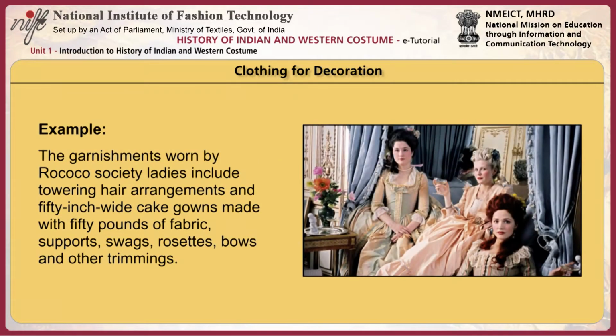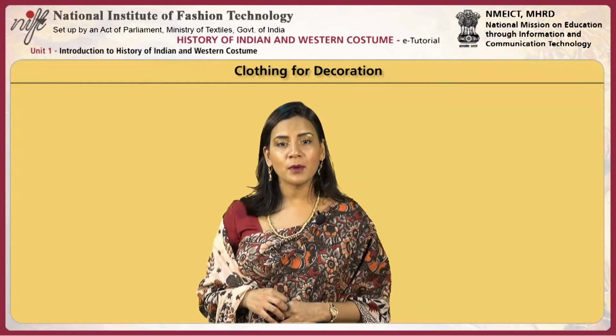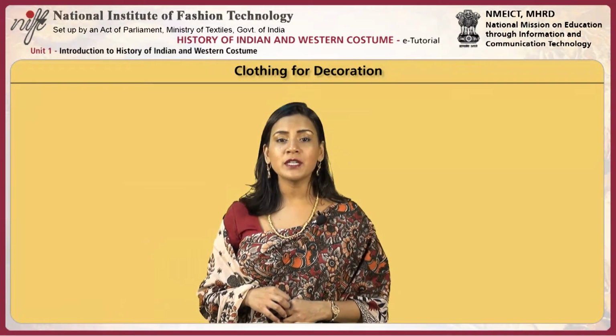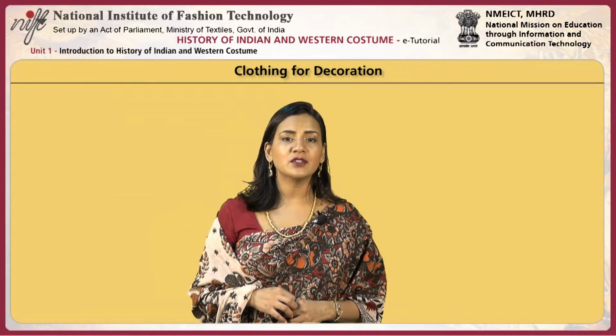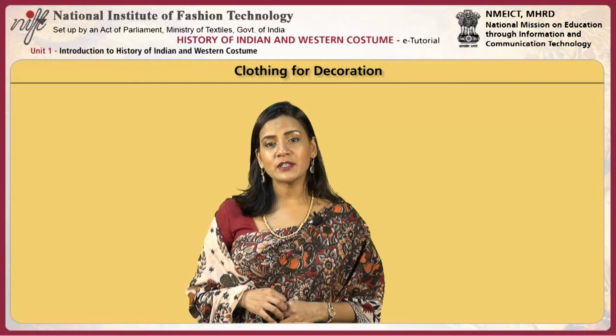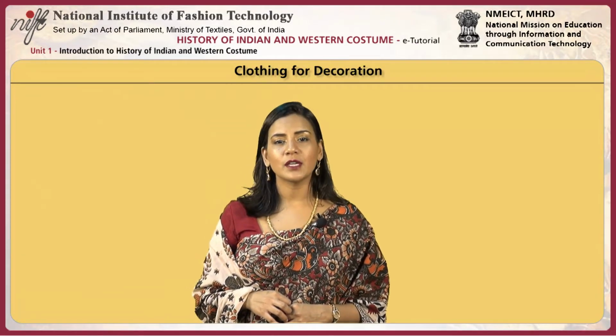For example, the garments worn by Rococo society ladies included towering hair arrangements and 50-inch wide gowns made with 50 pounds of fabric, supports, swags, rosettes, bows, and other trimmings. Similarly, the Japanese counterpart of French noblewomen decorated themselves in 12 layers of kimono with enormous sleeves and trains that, along with accessories and makeup, symbolized types of flowers or seasonal foliage.